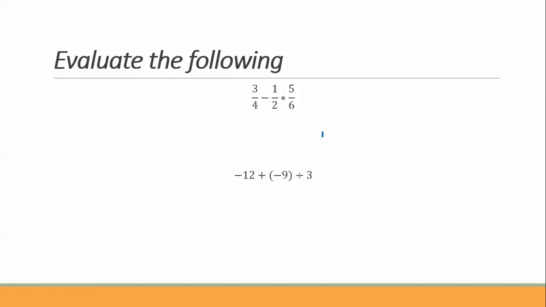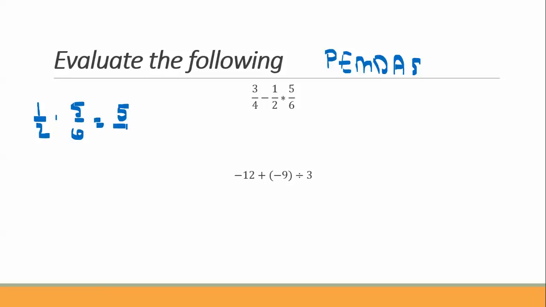Same thing happens with fractions. We know how to work with fractions. Just because it's a fraction doesn't mean it's not doable. So the first thing we want to do is do the multiplication. Those you can even do off to the side. So 1/2 times 5/6 is 5/12.